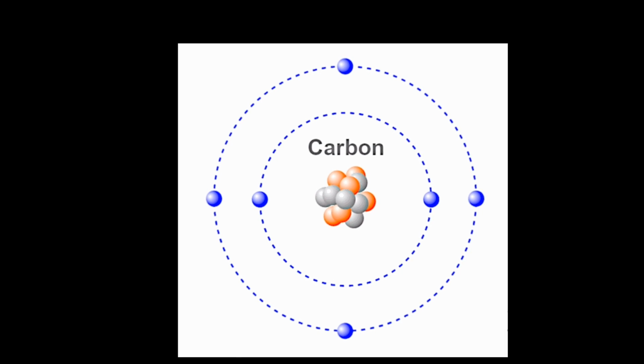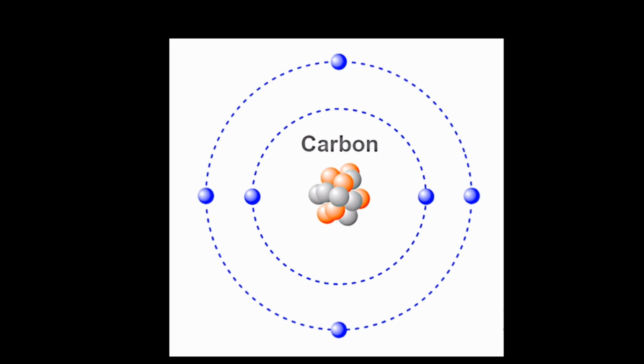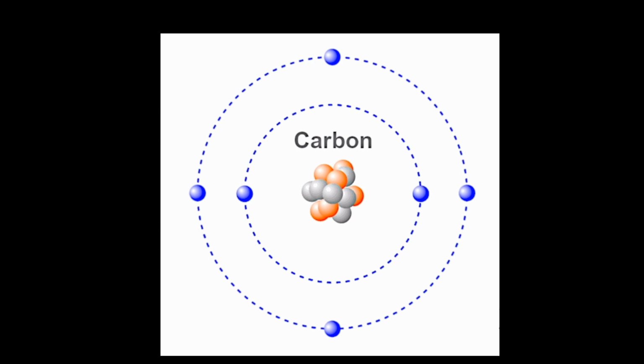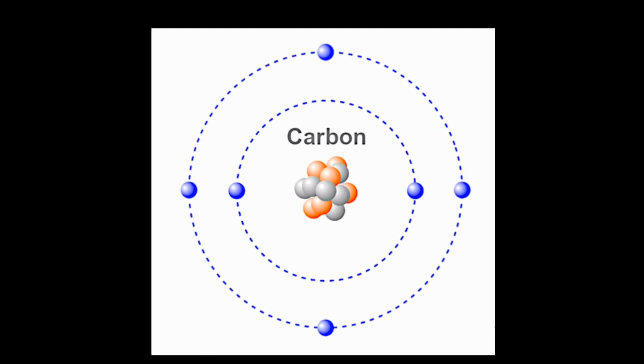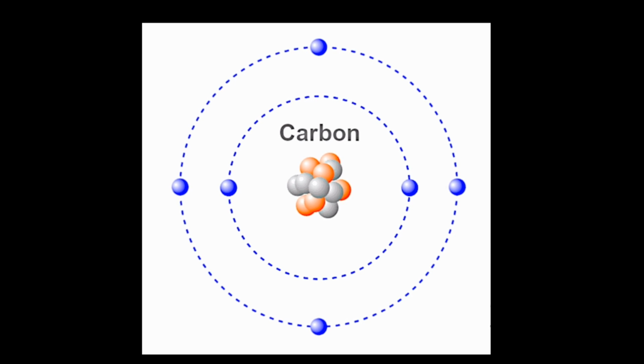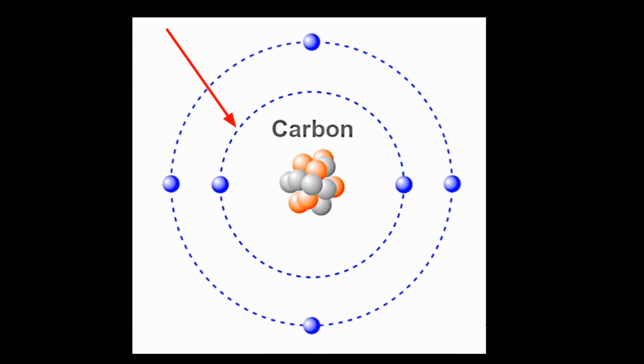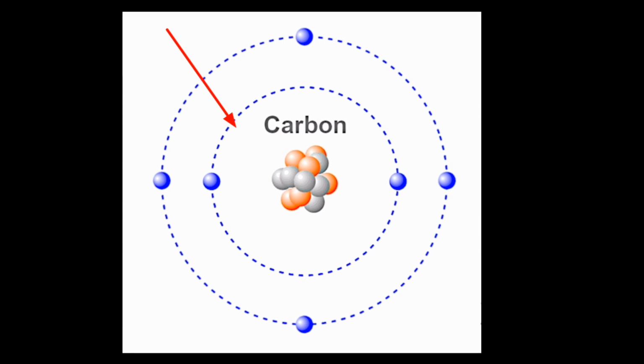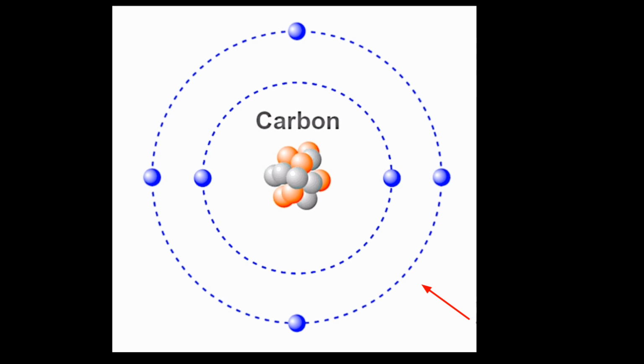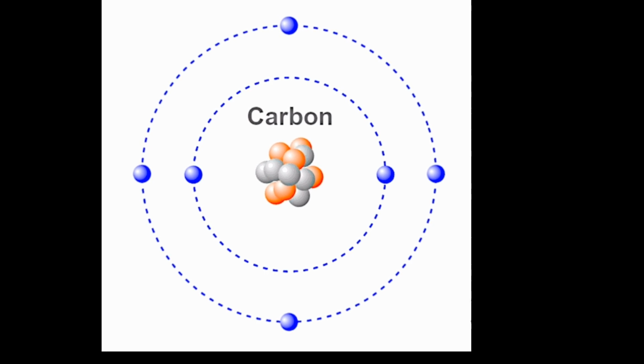Now suppose another example, carbon. What is the atomic number of carbon? It is 6. So from there we can say its electronic configuration is 2, 4. Here 2 is in the K shell and 4 is in the outermost or valence shell.